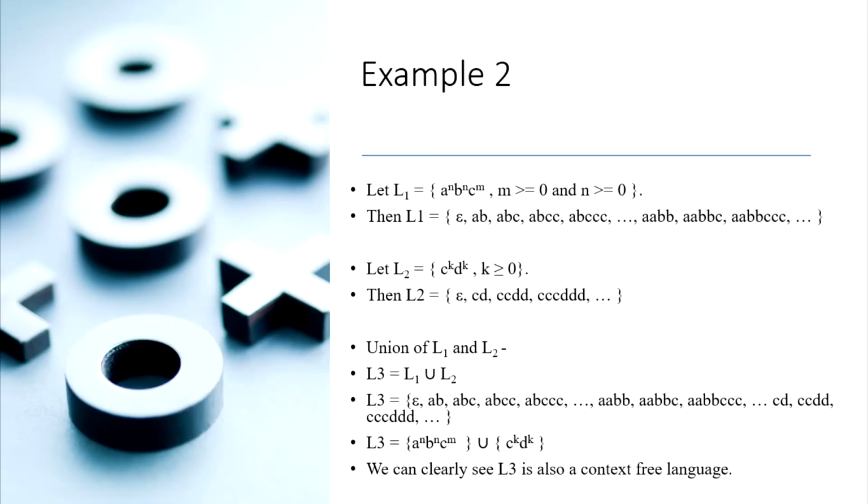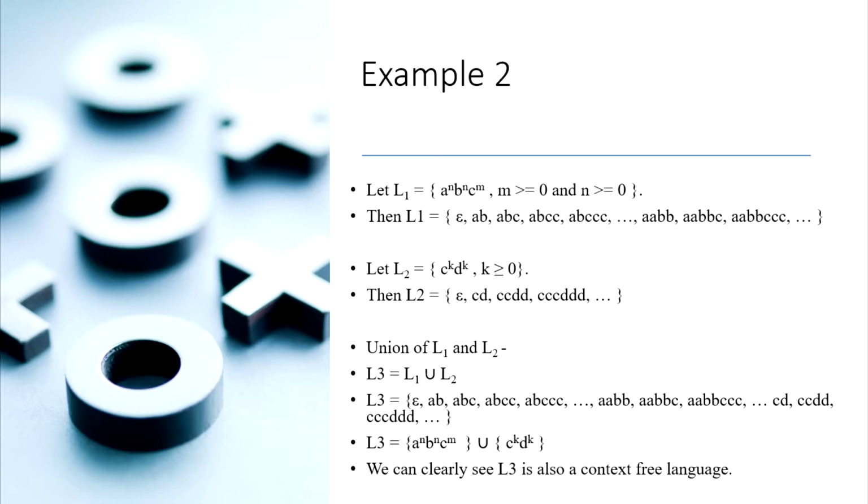Now in example 2 we have taken L1 as a^n b^n c^m. In this set L1 we will have an equal number of a's and b's, but the number of c's would be different. It can be 0, 1, 2, or anything. So L1 will have strings like epsilon, ab, abc, abcc, and any number of c's after an equal number of a's and b's.